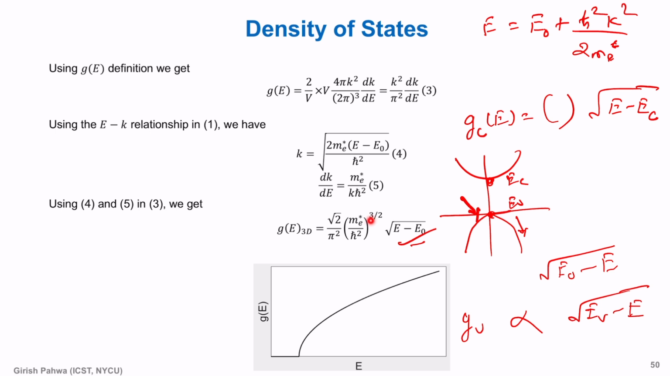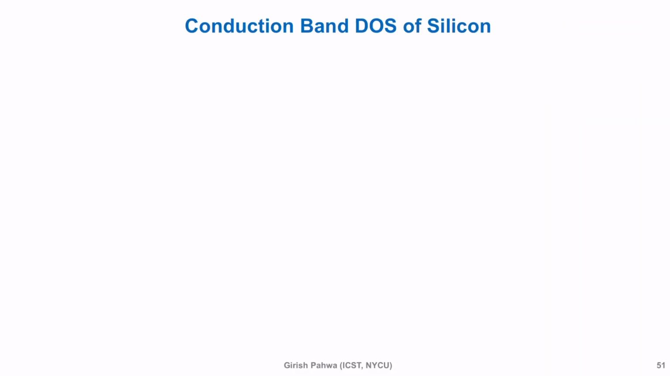Of course, if you have heavy hole, light hole, then we will have to do some more treatment. For silicon, we will have to do something more. So now let's talk about the conduction band density of state of silicon. We've seen a simpler case for a sphere, but silicon has ellipsoidal constant energy surfaces, at least for the conduction band.